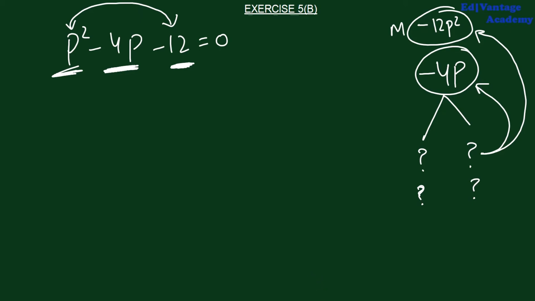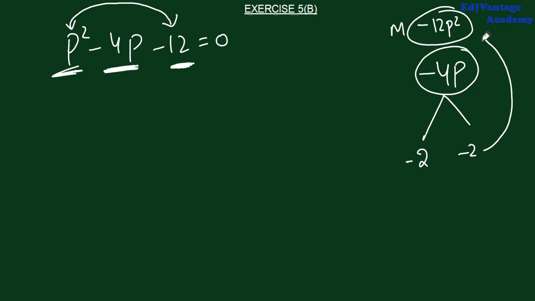So if I look back at minus 4P, I can write minus 2 and minus 2, right? That is minus 4. But is minus 2 into minus 2 equal to minus 12? No. So I cannot use minus 2 and minus 2 as the splitting of minus 4P. If I see 6 and 2, 6 and 2 on subtraction will give 4, correct?